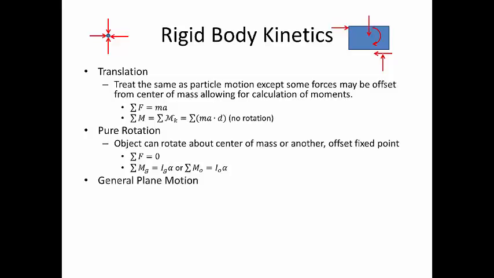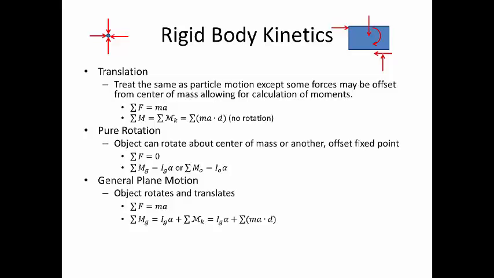For general plane motion, the object both rotates and translates. In this case, we have the sum of the forces equals the mass times the acceleration in all the directions, and the sum of the moments about the center of gravity is equal to the mass moment of inertia about the center of gravity times the angular acceleration, plus the sum of the kinetic moments, which is equal to the mass times acceleration times its moment arm, d.